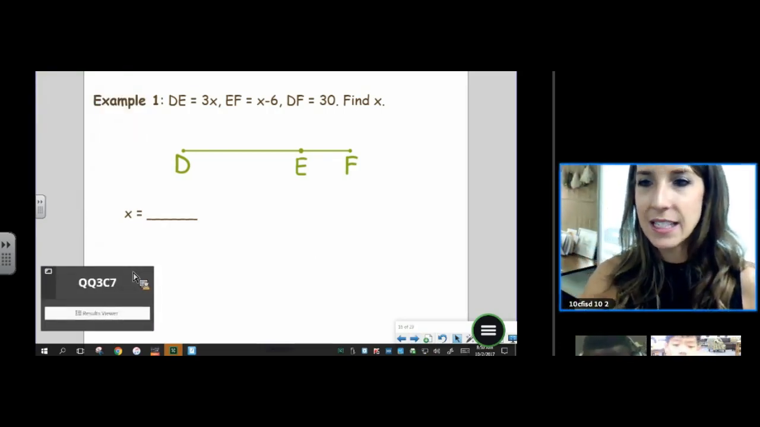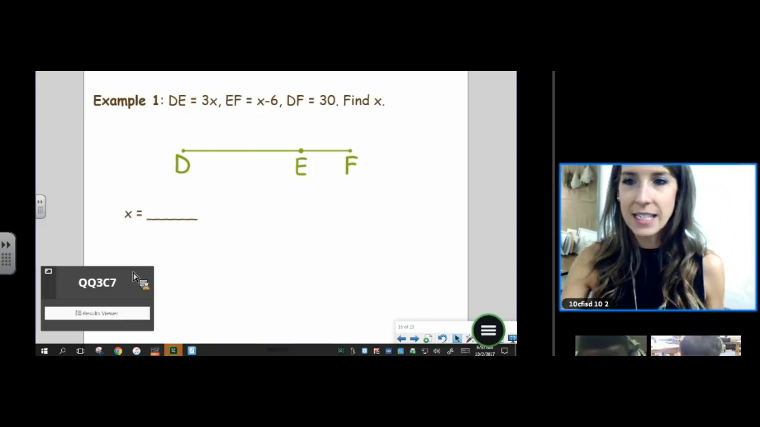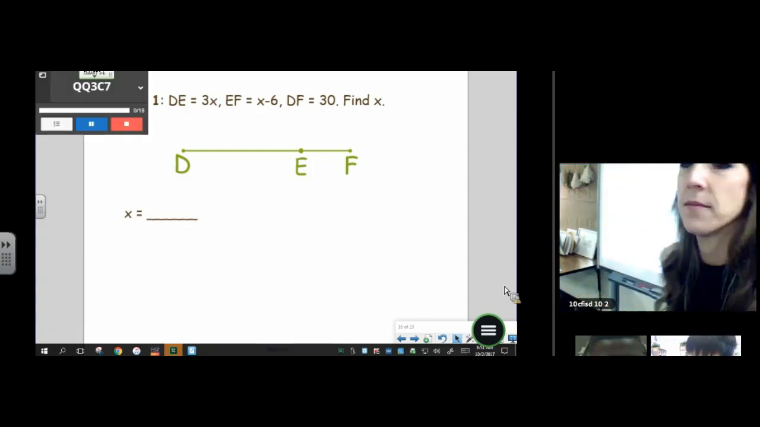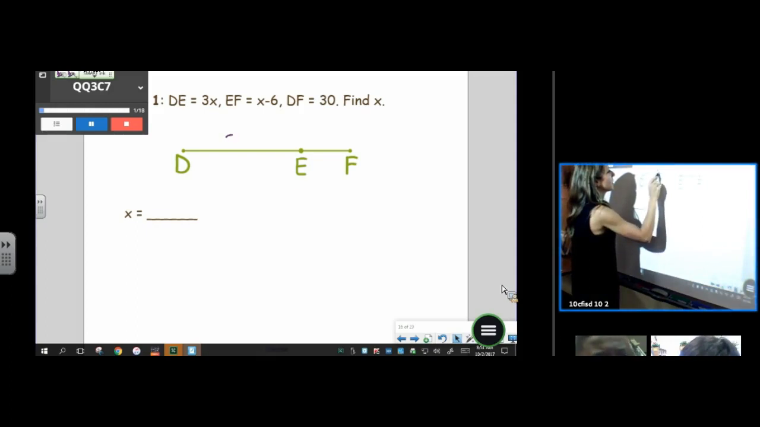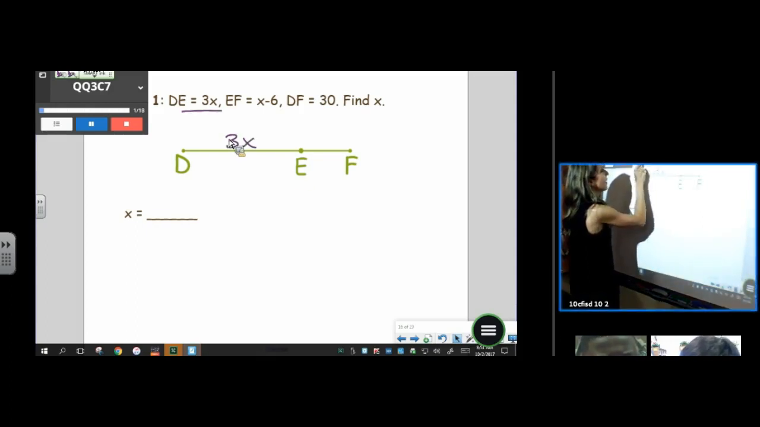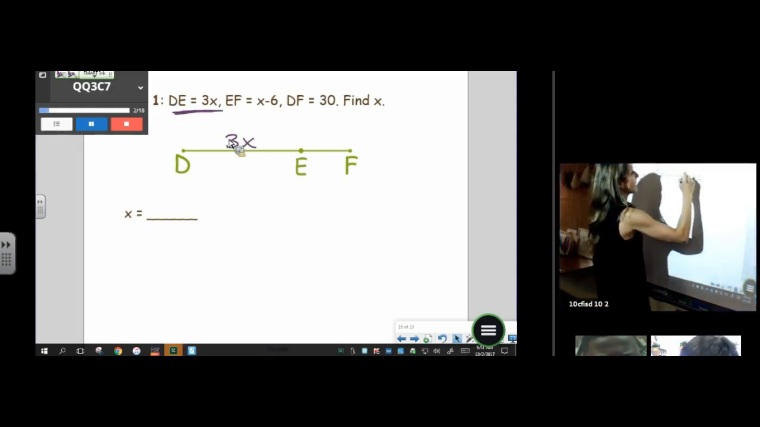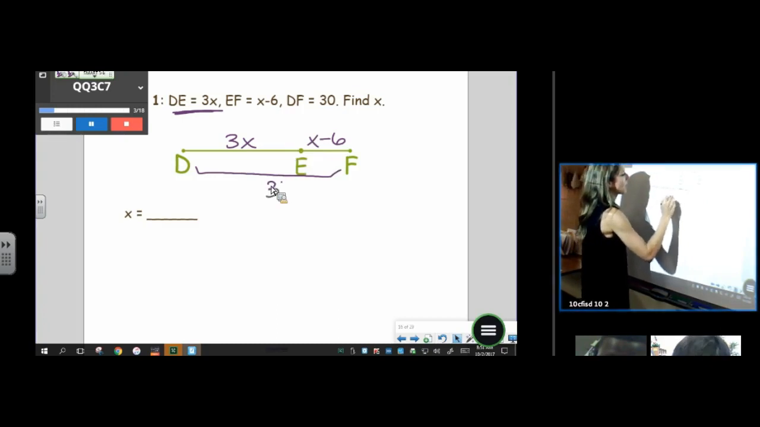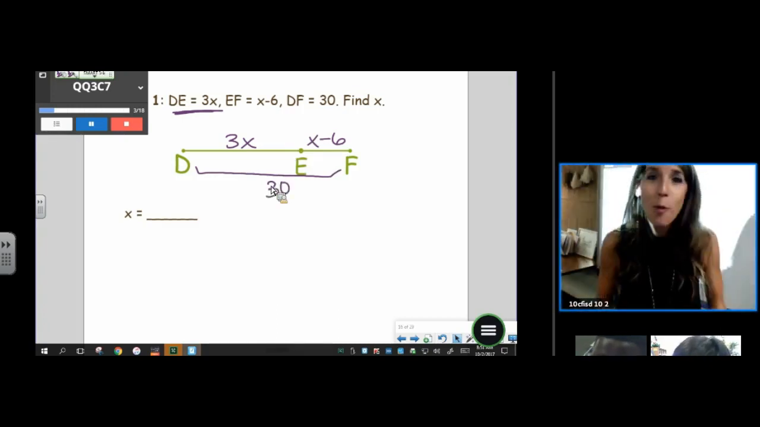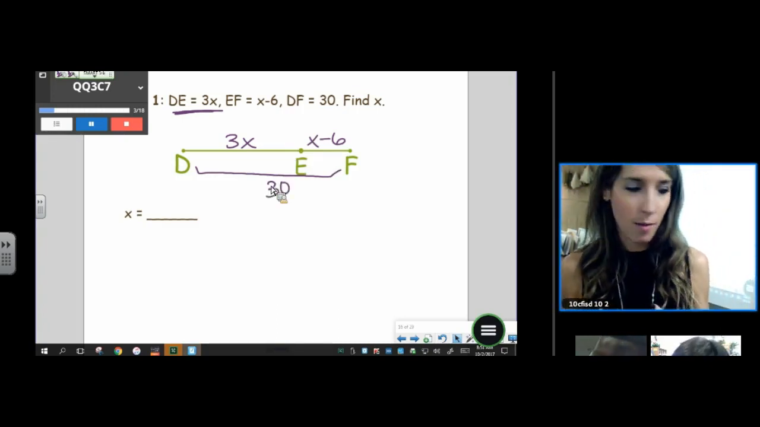DE equals 3x, EF equals x minus 6, and DF equals 30. Find x. So the best thing to do, especially if you're stuck, is to label your picture. DE has a value of 3x, EF has a value of x minus 6, and DF has a value of 30. I can tell this is not a midpoint problem. This is a segment addition problem.